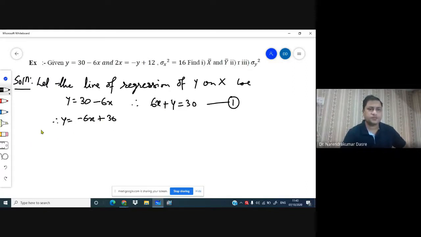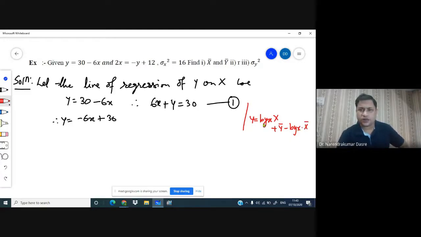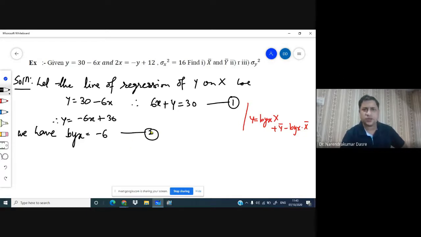Hence we compare this with the line of regression of y on x, which is y is equal to byx into x plus y bar minus byx into x bar. So the coefficient of x is going to be byx, and hence from this equation we can write byx is equal to minus 6. Let this be equation 2.